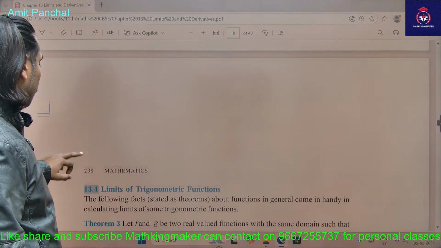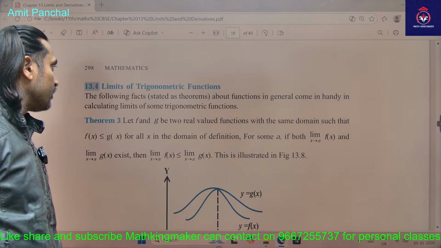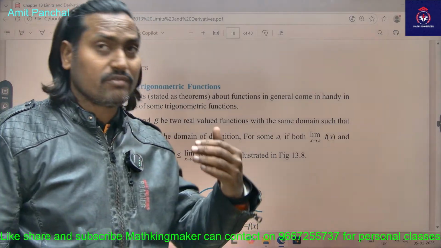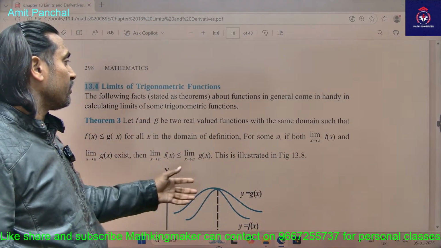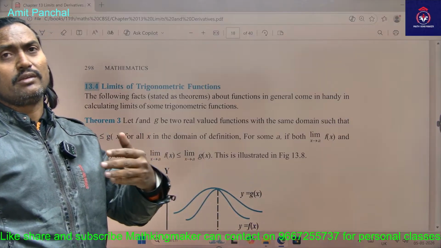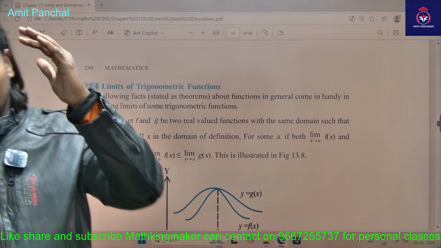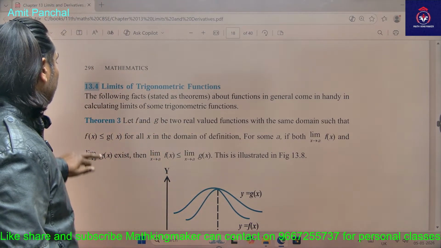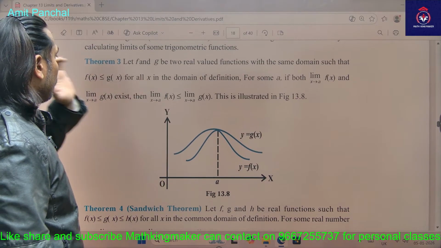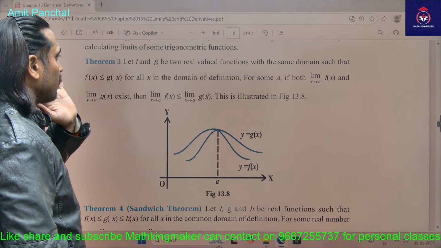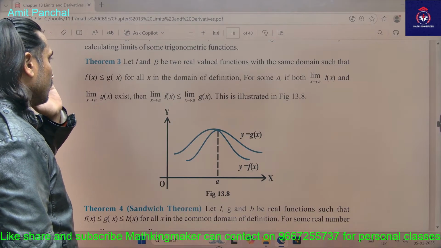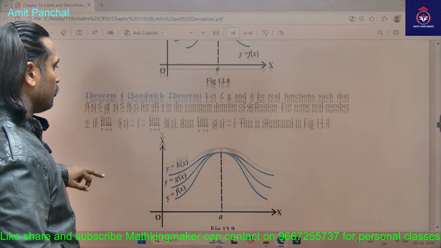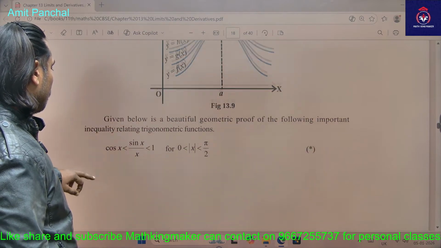Okay. So once we have limits of trigonometric functions, I think we have just finished the trigonometric functions. In trigonometric functions, what was the limit of sine? Sine can't go beyond 1, and it can't go beyond -1. If f and g are two real valued functions with the same domain such that f(x) is less than g(x) for all x in the domain. We'll do some questions directly.